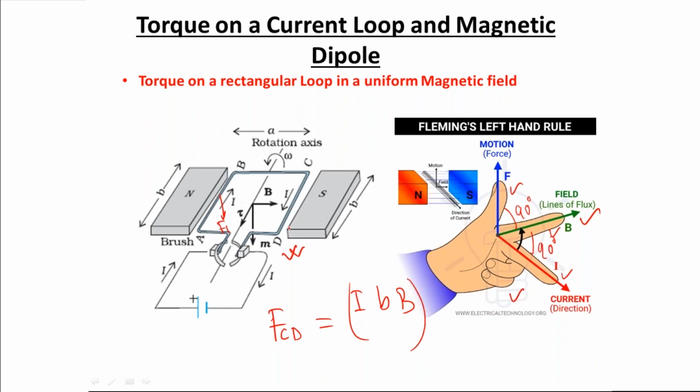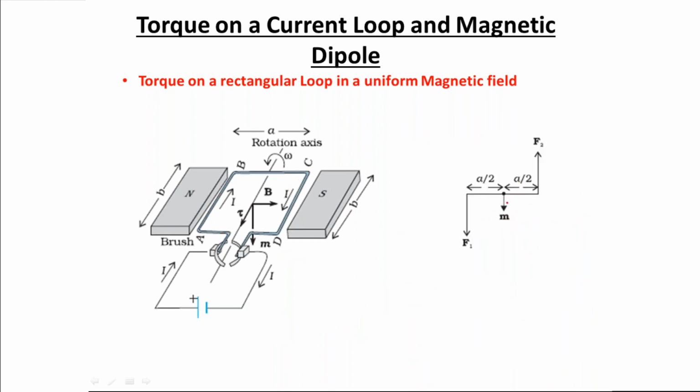What is the direction? If I apply Fleming's left hand rule, you will find that the direction of the force will be exactly upward. If you see here, it is shown here, this is F2. If I say force on this is FCD and this is FAB.